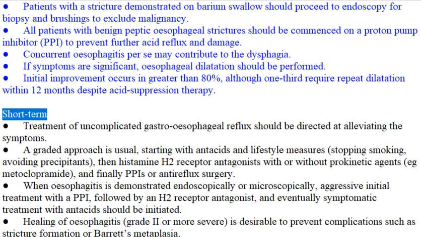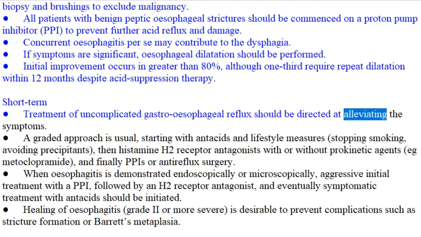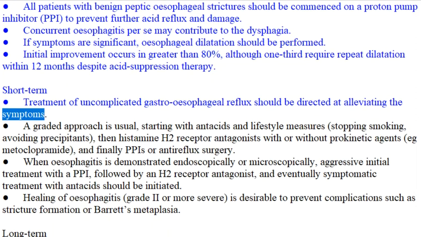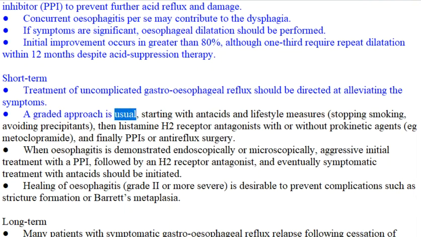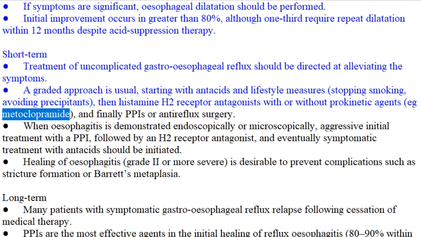Short-term. Treatment of uncomplicated gastroesophageal reflux should be directed at alleviating the symptoms. A graded approach is usual, starting with antacids and lifestyle measures, stopping smoking, avoiding precipitants, then histamine H2 receptor antagonists with or without prokinetic agents, e.g. metoclopramide, and finally PPIs or anti-reflux surgery.